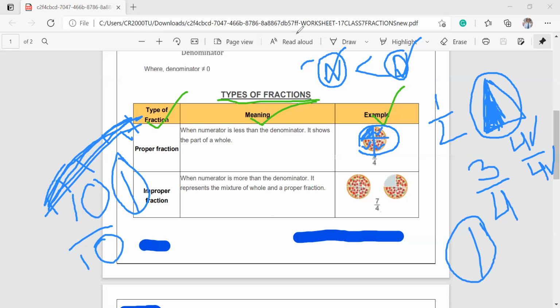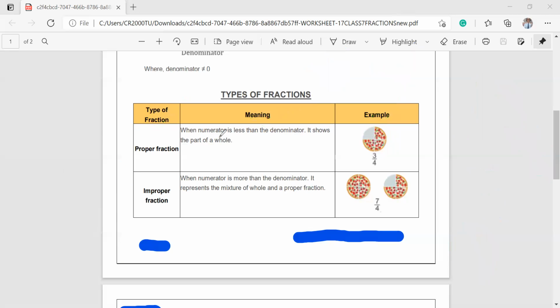Okay, now let me clear the screen for you. So what we understand in the proper fraction is, let me write a sentence over here: when we have the numerator less than the denominator, it is a proper fraction, and its opposite is the improper fraction.